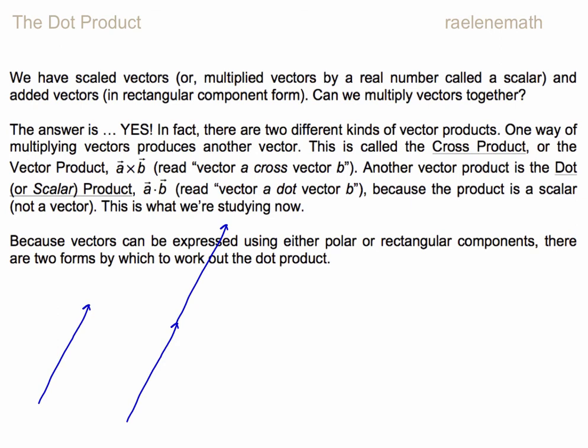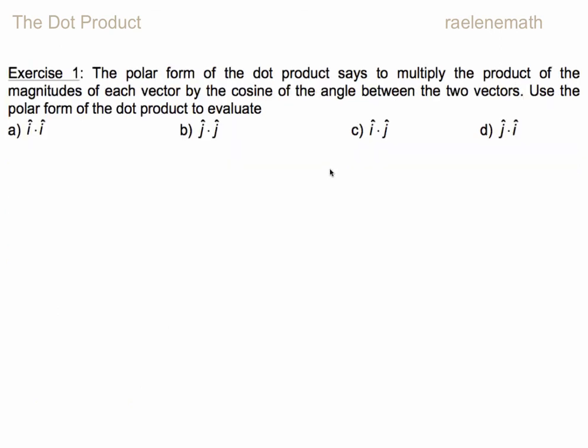So the first way we're going to define the dot product is using the polar components, the magnitude and the direction. The dot product is formed by taking the magnitude of each vector and multiplying it by the cosine of the angle between the vectors. We'll see a geometric interpretation of this in a later video.